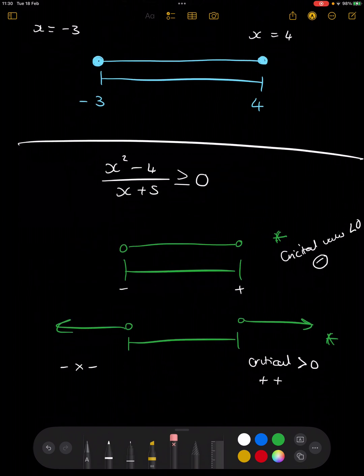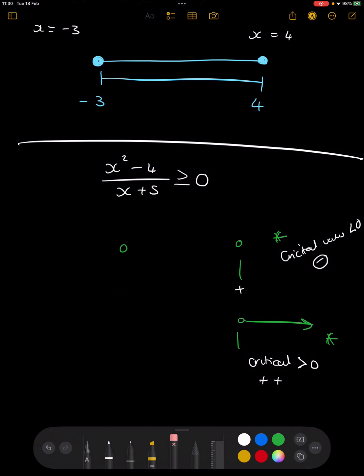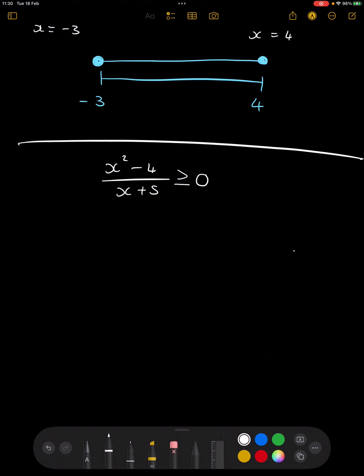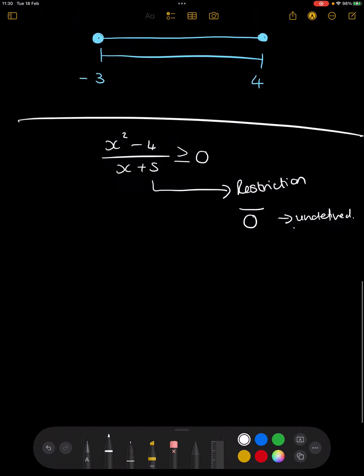All right. Now the next example that we're going to be doing, we have to think carefully with this one. You cannot go and multiply that x plus 5 across. The reason you can't multiply it across is because if you do that, it's just going to disappear. And this is quite an important restriction. Because remember, anytime I divide by 0, it is going to give me undefined. So I have to keep that in mind when I go and draw my inequality.